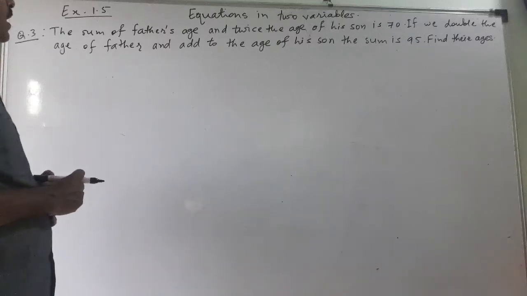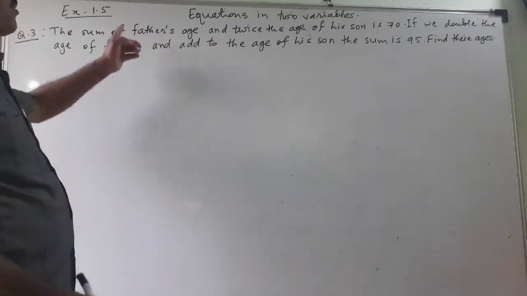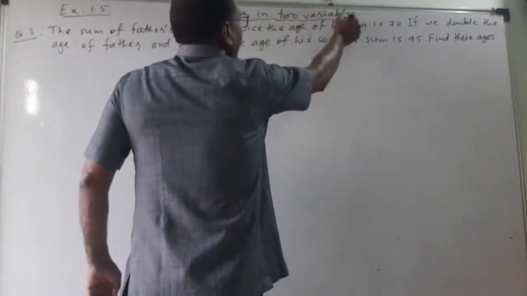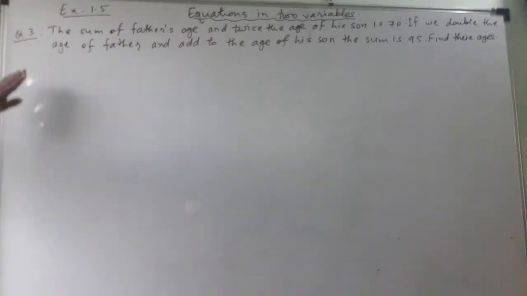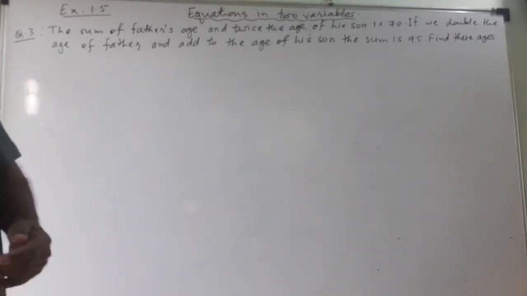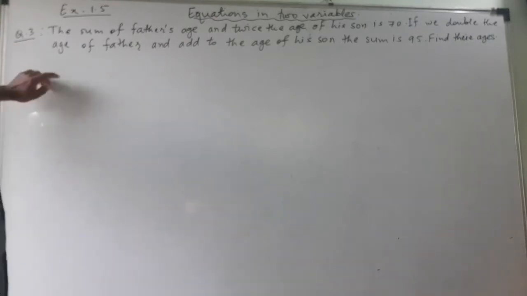After a long gap, we are coming back to exercise 1.5, equations in two variables. So, the question number 3. The remaining sums I am not taking because those we have done already. Those are the simple sums. The word problems are generally a big problem for the students. So let us go for this.